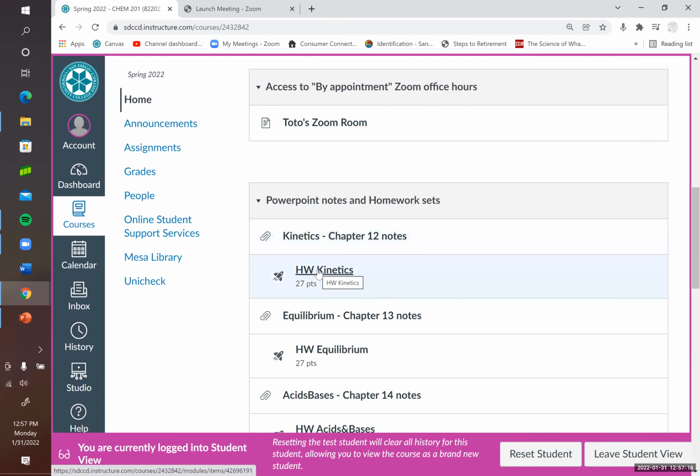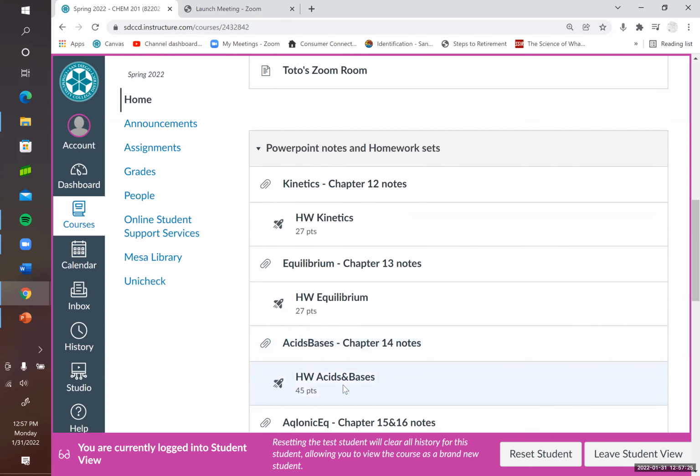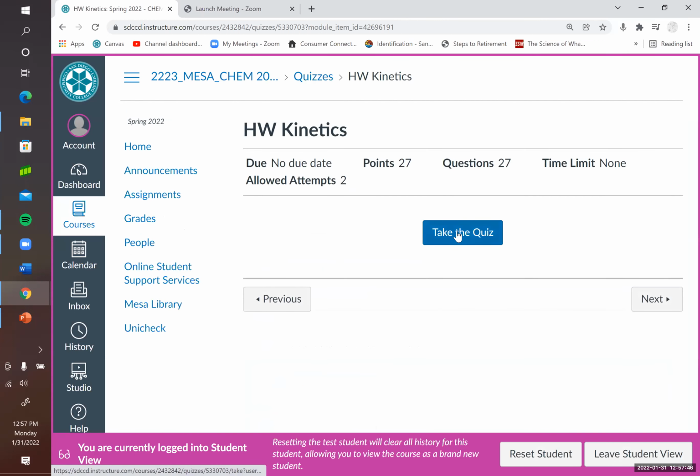Now, there's a homework that's connected with each one of the chapters that we do. So here's the homework for kinetics. The next chapter is equilibrium. There's the homework. The next one's acid-base, chapter 14, homework, and so forth. Now, these homeworks are multiple choice. They're all in Canvas. And you get the best of 2 takes at doing the homework. So you can click here and it'll say take the quiz.